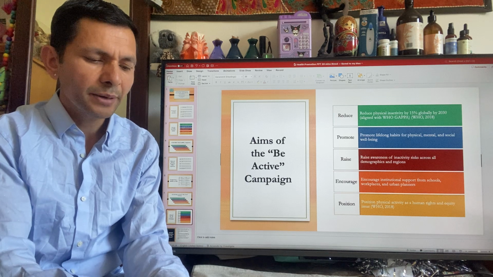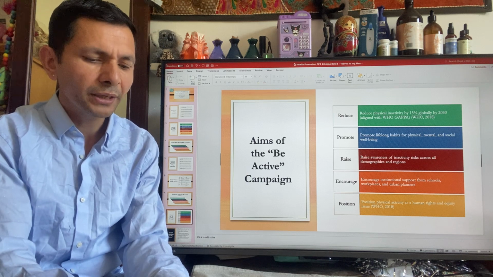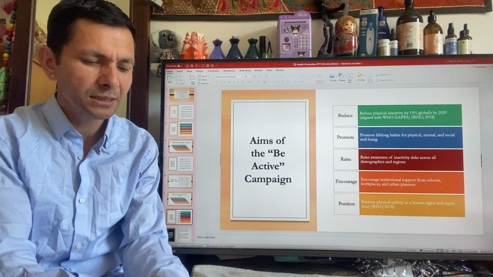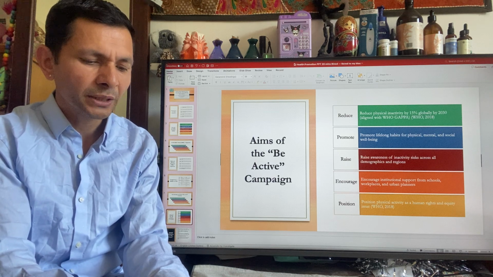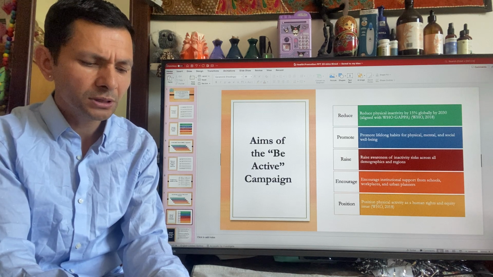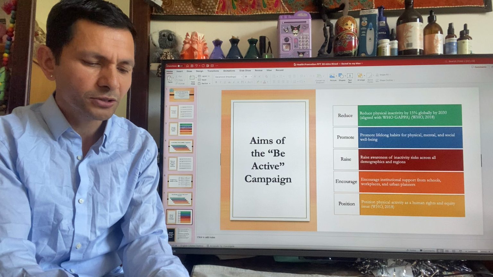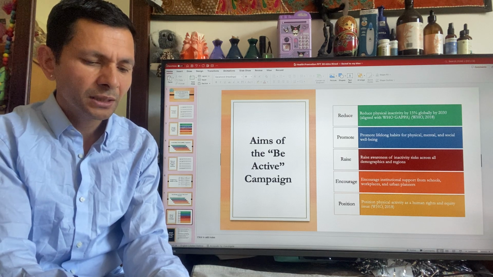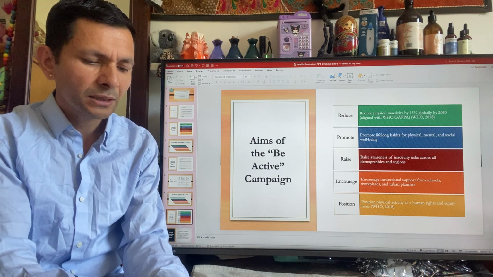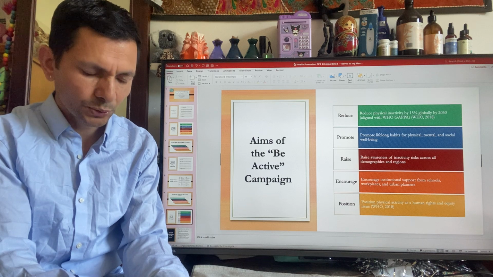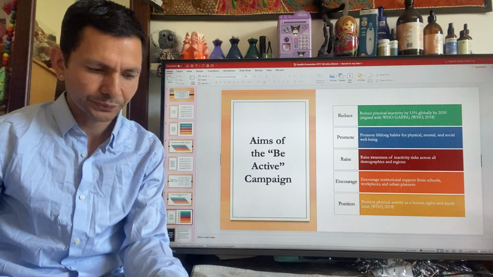It also aims to make people more aware of the health risks associated with inactivity across all age groups, communities, and regions. Importantly, it encourages institutions like schools, employers, and local councils to support movement-friendly environments. The WHO also frames physical activity as a basic human right closely tied to health equity.